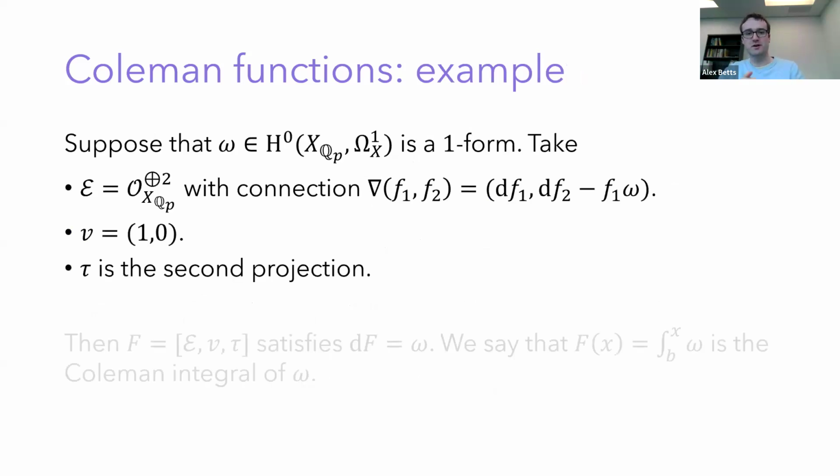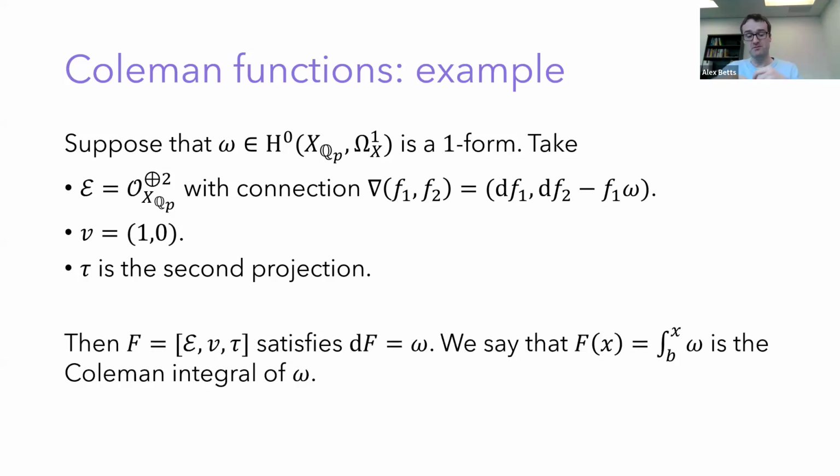I won't say too much about this in the interest of time, but just to give you one example: if you take a one-form, you can cook up from it a unipotent vector bundle with connection, by taking a trivial rank 2 vector bundle but giving it a slightly twisted connection involving omega. And when you construct this abstract Coleman function, you end up with the function you define.